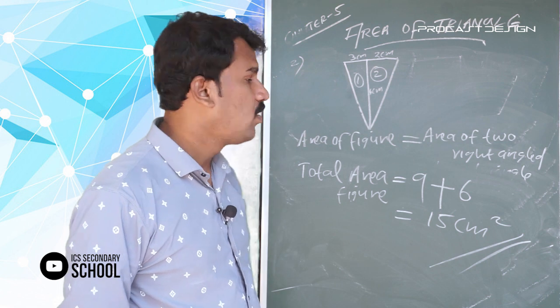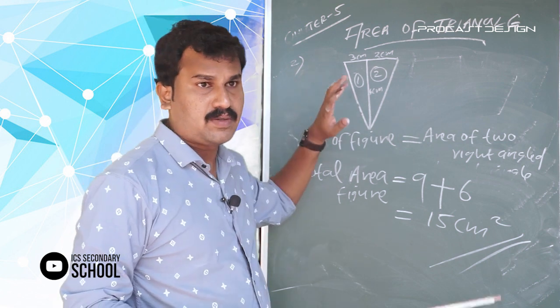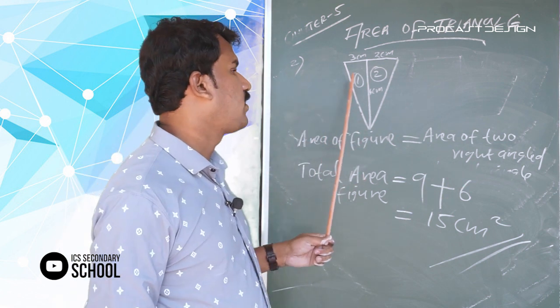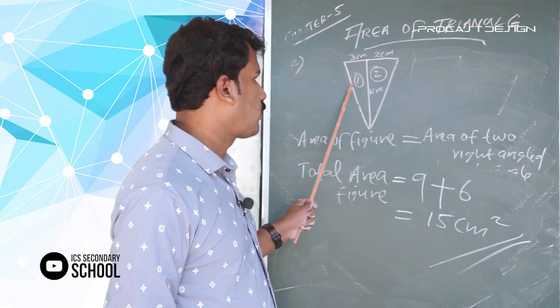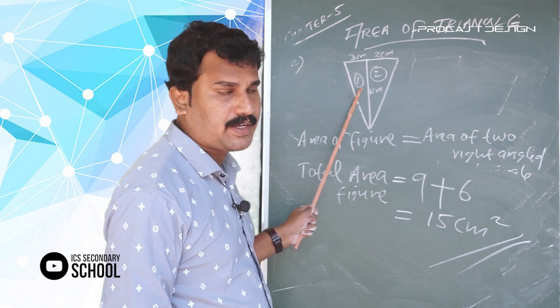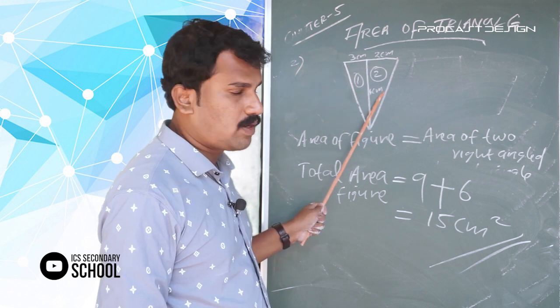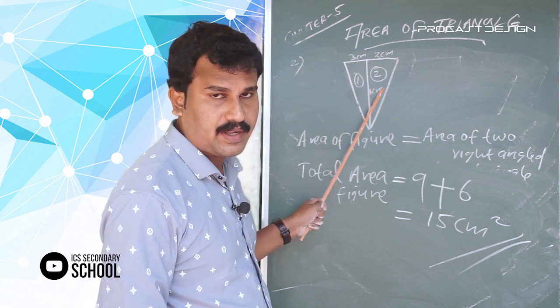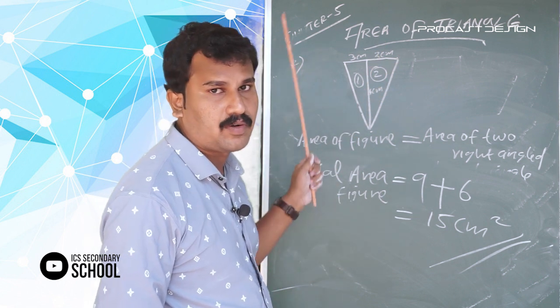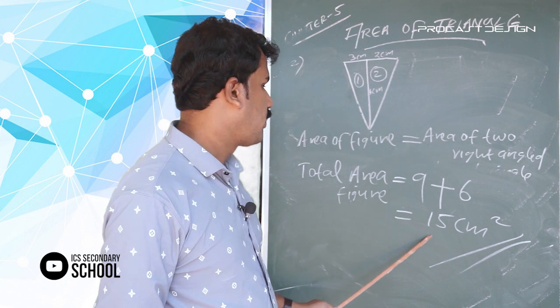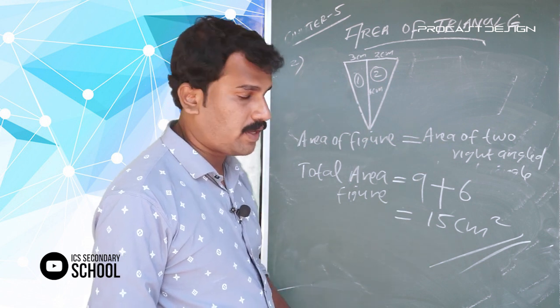Got it? So in this picture we have been given two right angle triangles. We calculated the area of the first right angle triangle, then the area of the second right angle triangle, then the total area of the figure. We got 15 centimeter square. Okay.